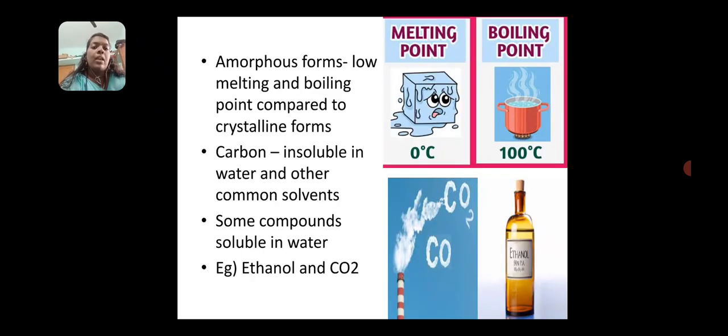So next we are going to discuss the melting point and the boiling point. Melting point, we already know, is attained at 0 degrees Celsius, and boiling point is attained at 100 degrees Celsius. So these amorphous forms contain low melting and boiling points compared to the crystalline forms.